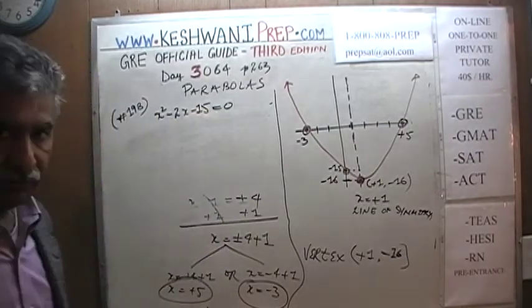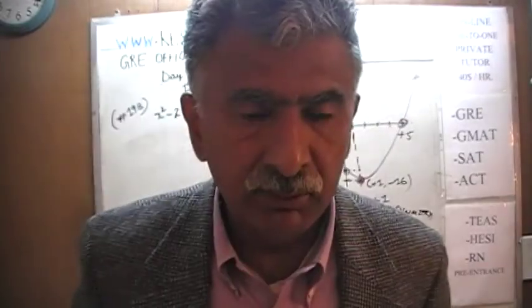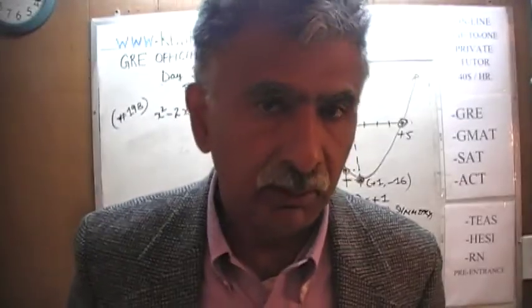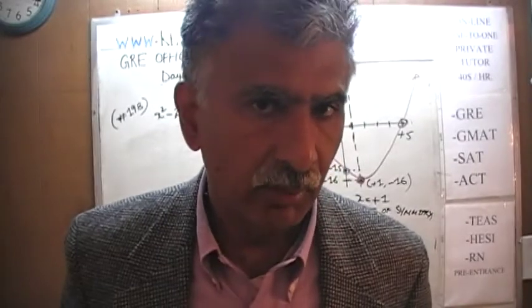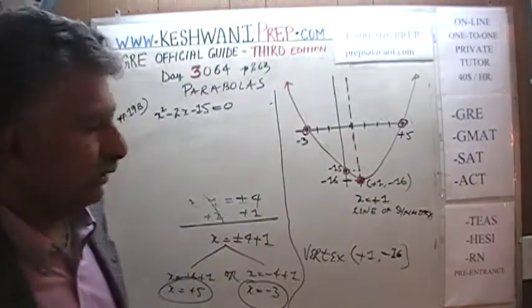We found these answers, these roots, you understand, by using the method called completing the square. Now we're going to use a different method. We're going to use the quadratic formula and show that we indeed get the same roots. Obviously, we should get the same roots.